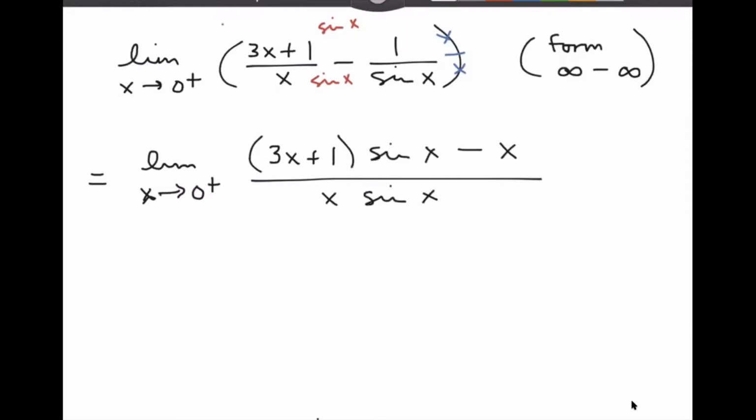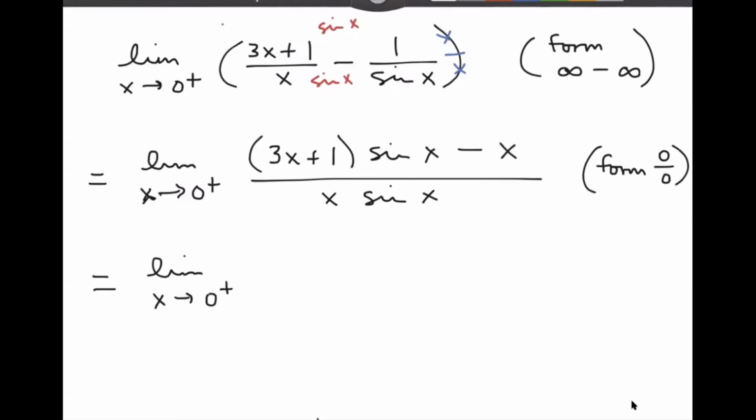Just trying to think ahead a little bit, because I have a feeling if we try applying L'Hopital's rule on this right away, it's going to turn into a big mess. Let's verify that this is the right kind of form. If you plug in 0, you have 1 times 0 minus 0, so that's definitely 0. And on the bottom, you have 0 times 0. So this is a 0 over 0. But before I use L'Hopital's rule, I am going to play around with this a little bit.